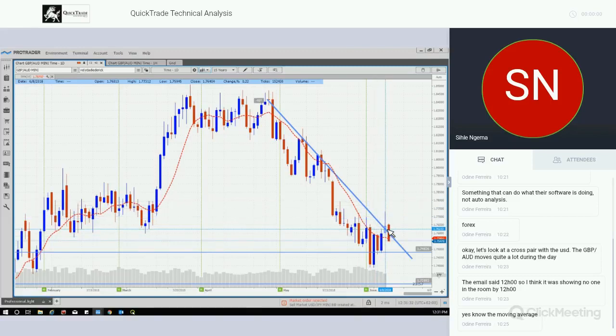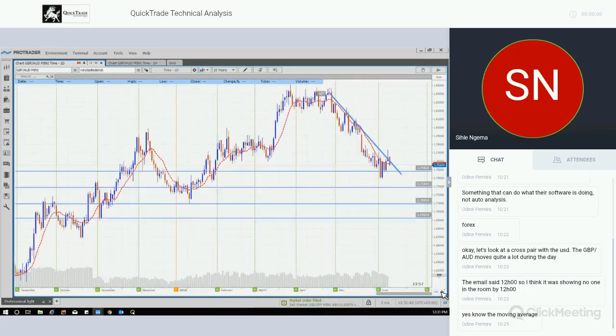The price went up and sellers came in, pushed it down, and now we are testing this moving average. If we close below the moving average, we're coming down to that 1.75 or 1.74826. A break below that area, we are looking at trading very close to this 1.73 area. That's where I expect to see a lot of buyers coming in and starting to buy again.